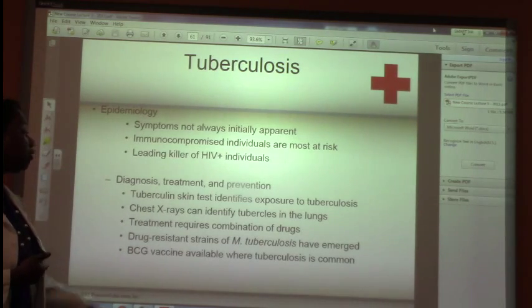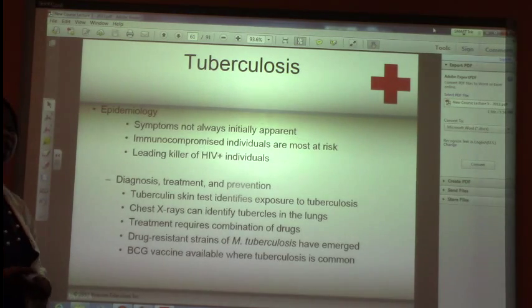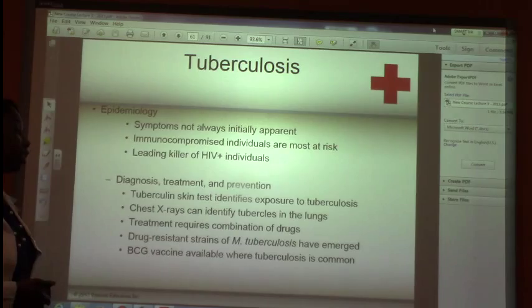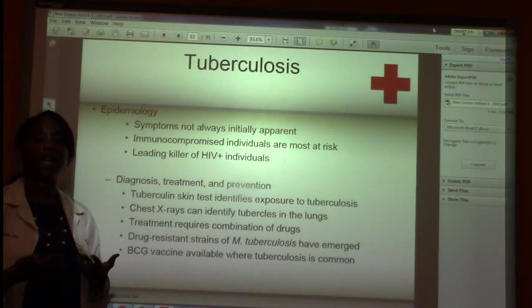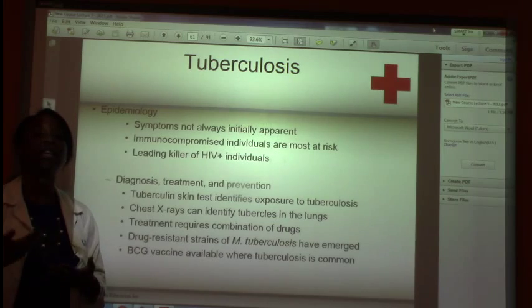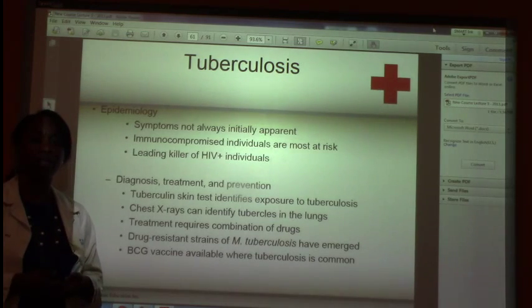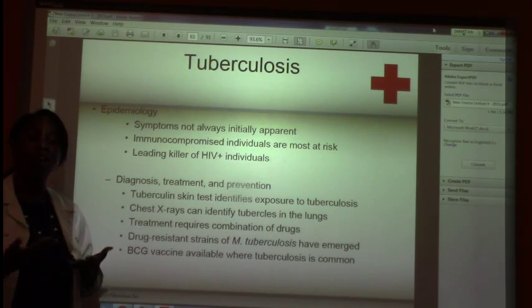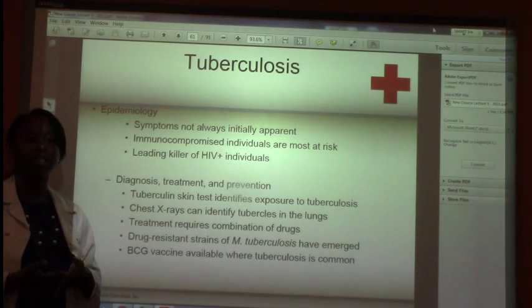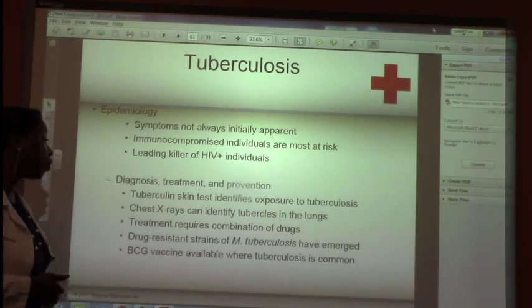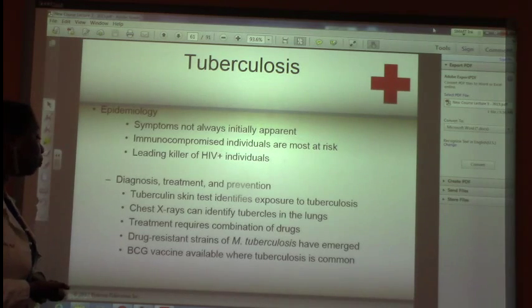This actually identifies exposure to the bacterium that causes tuberculosis. At that point, if the tuberculin skin test is positive, chest x-rays will next be used to identify tubercles within the lungs. And then treatment actually requires a combination of drugs. A lot of strains of M. tuberculosis are becoming multi-drug resistant. So to counter that resistance, drugs are given in cocktails. Also, due to the slow growth of the organisms, drugs are given in cocktails and for longer periods of time as well.